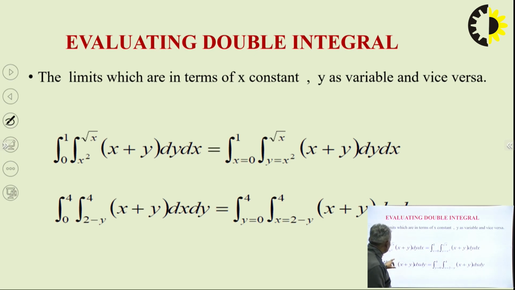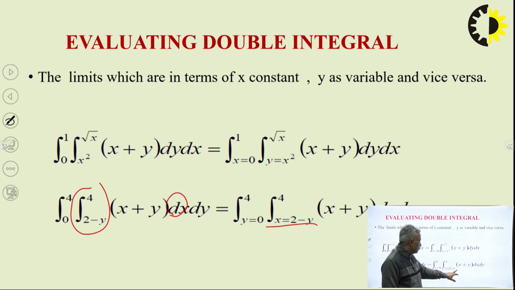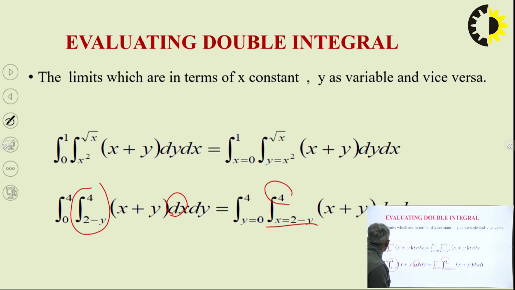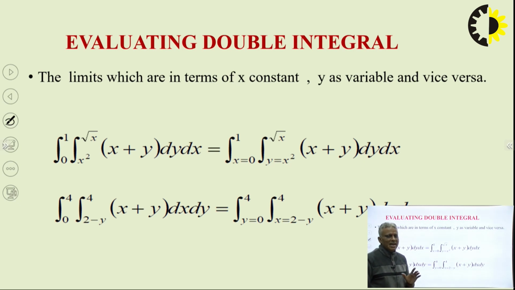In this another example, this is the limit of x here, because the limit of y is in terms of x. That means we can say that this is the limit of x. Here we can write x is equal to 2 minus y and x is equal to 2, and solve the problem. So students, keep in mind, first of all decide which limit exists and which limit does not exist. Solve the variable first and then solve the constant.